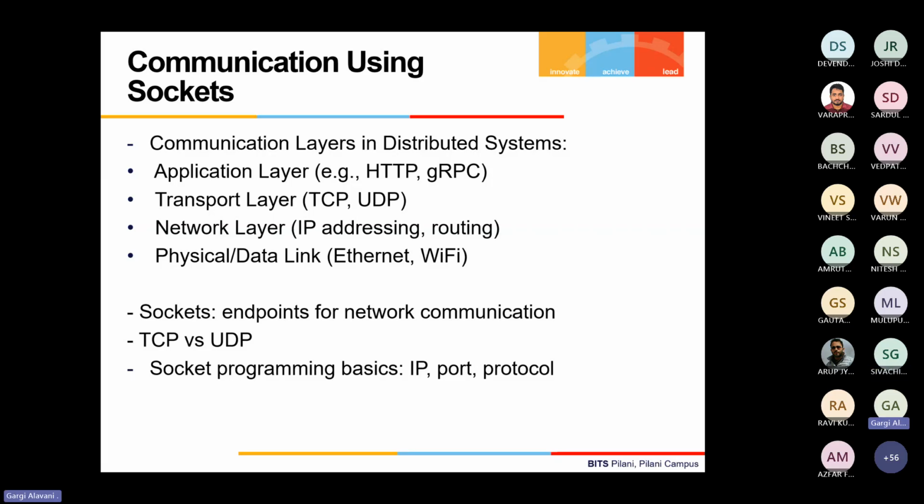So one of the most common methods, as we discussed for IPC, is using sockets. A socket is an endpoint for sending or receiving data across a network. You can use both TCP or UDP. You use TCP when you want reliable transmission. You can use UDP if you want faster, connectionless communication. Sockets are very important. They are the base for many high-level protocols such as HTTP or gRPC.